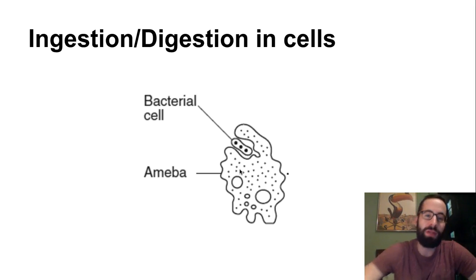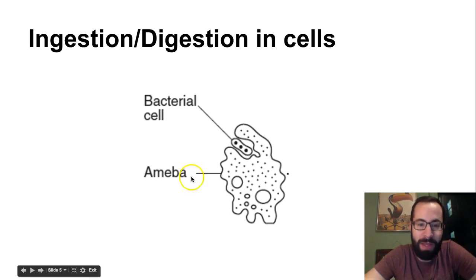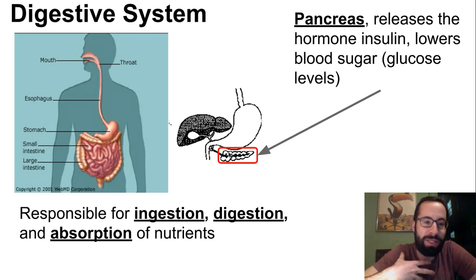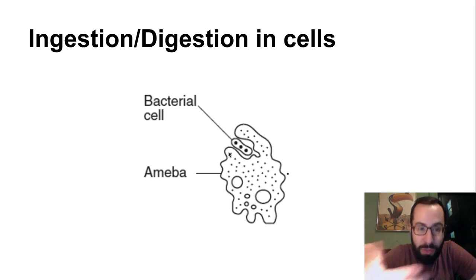Also, one thing you need to know about the digestive system is that digestion and ingestion also happen inside of cells. So this is a unicellular organism, called an amoeba, and you see this amoeba ingesting a bacterial cell. So not only do we multicellular organisms do digestion, but also unicellular organisms do digestion, as you see in this image here.